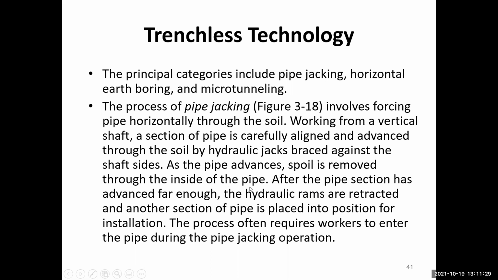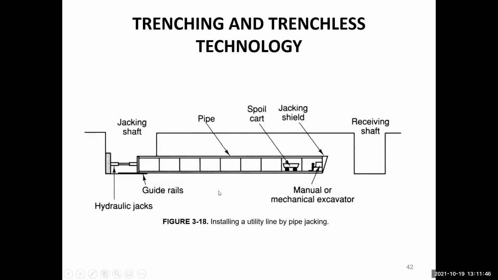After the pipe section has advanced far enough, the hydraulic rams are retracted and another section of pipe is placed into position for installation. The process often requires workers to enter the pipe during the pipe jacking operation. That means very large types of pipes can be placed with the pipe jacking operation. As you can see, a very large pipe is inserted through a jacking shaft.